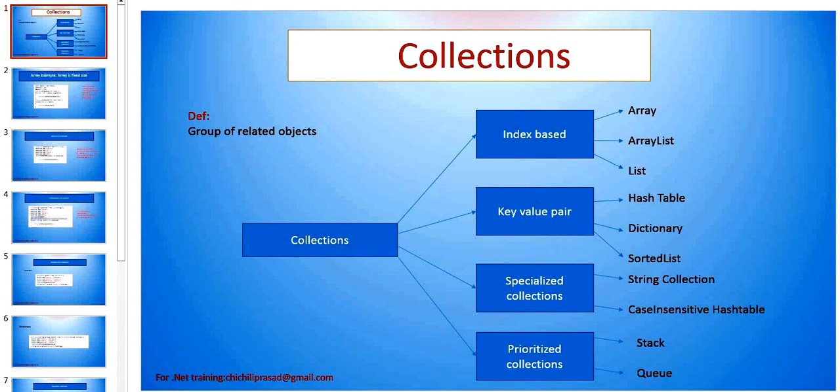So, what do you mean by index based? Using an index, you retrieve the item from that collection. There are three different indexed collections: array, array list, and list. Key value pair: hash table, dictionary, sorted list, etc. Specialized collection: string collection, case insensitive. I just specified two, there are a few more. Prioritized collection: stack and queue. So we'll go through each one of them.